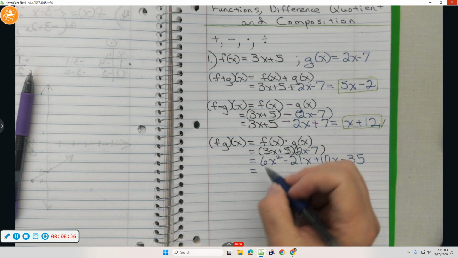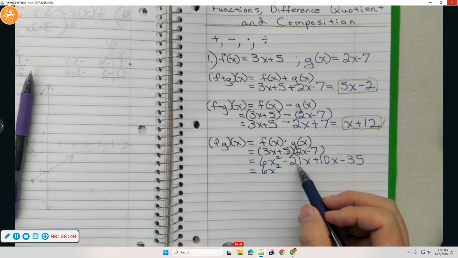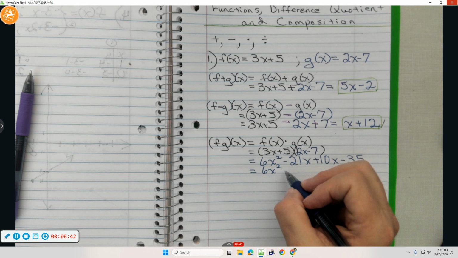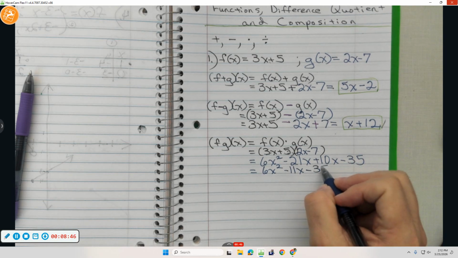And we can combine like terms. That'll give us a 6x squared. Negative 21x plus 10x gives us a minus 11x. We still have that minus 35.